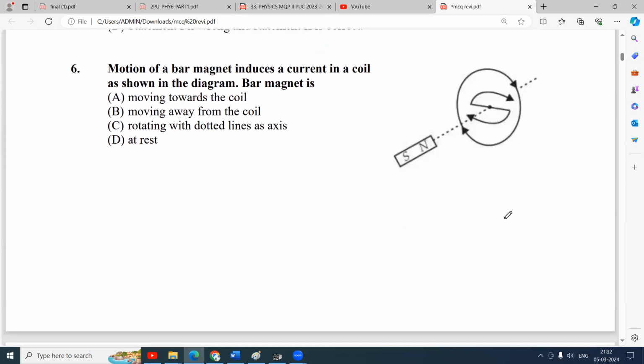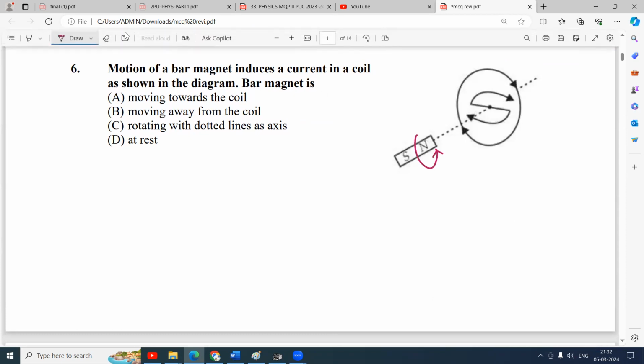Okay, the 6th one. Motion of a bar magnet induces a current in a coil. As shown in the diagram, the bar magnet is moving towards the coil, away from the coil, rotating with these dotted lines as the axis, or at rest. So what is the answer? You know that here Lenz's law works out, because Lenz's law says that whenever a magnet moves towards or away from the coil, in order to oppose its motion or cause, an induced current flows.